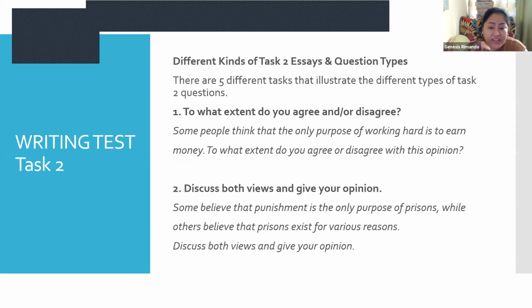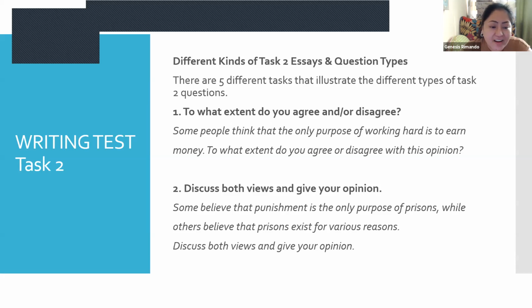So let's go to the different types of questions or essays. There are 5 different tasks that illustrate the different types of task questions. One type of essay question is, to what extent do you agree or disagree? So this is an example. Some people think that the only purpose of working hard is to earn money. To what extent do you agree or disagree with this opinion?